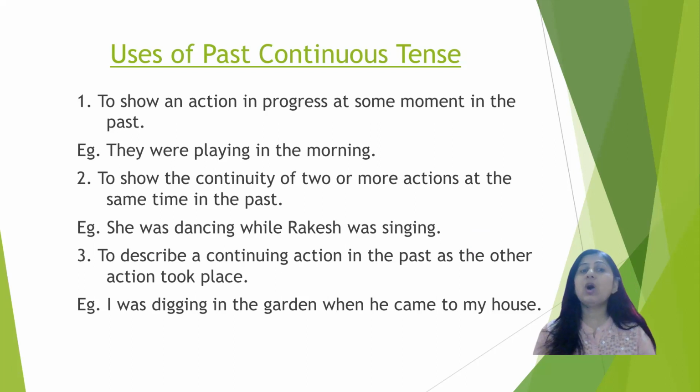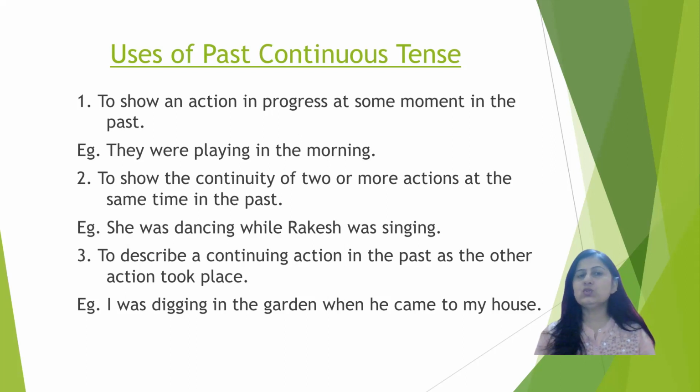Then, to show the continuity of two or more actions at the same time in the past. Two or more actions were taking place at the same time in the past. Then also we use past continuous tense, like, she was dancing while Rakesh was singing. So two actions were taking place at the same time in the past.